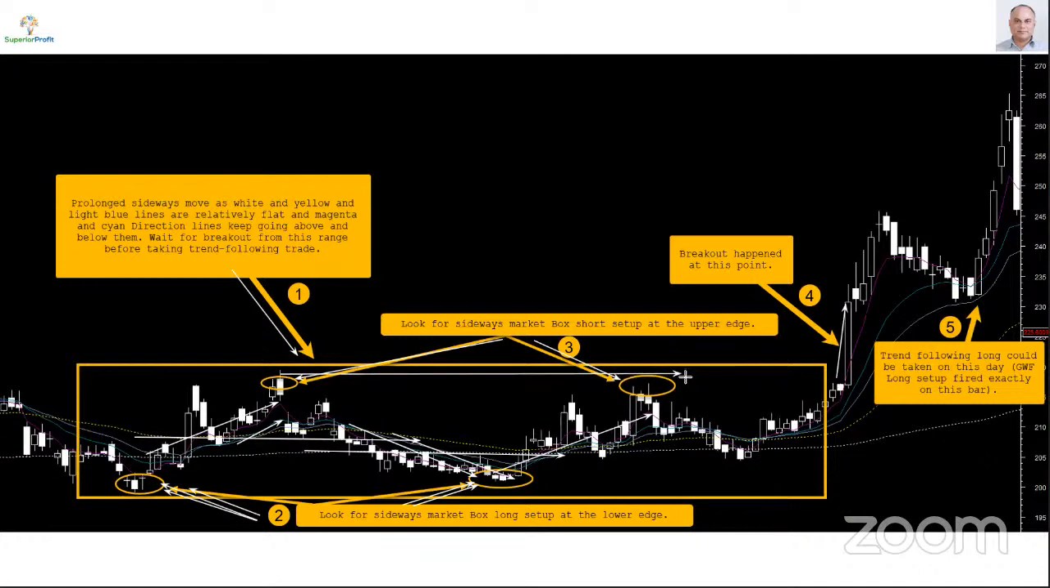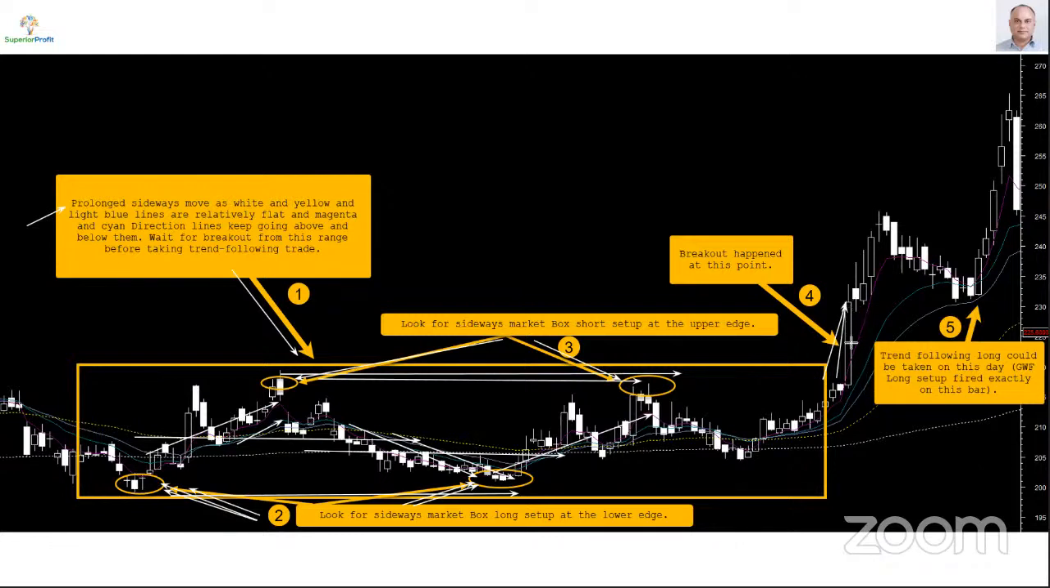Watermarks can be drawn shorter term as well as longer term. And why it's called prolonged sideways move is because it is using the movement around white and yellow direction lines. Those are longer term direction lines. That's why it's prolonged sideways move. It may coincide with watermarks also. That's why we would have box trade setups at the upper and lower edges. Eventually, it will break out of the prolonged sideways move.